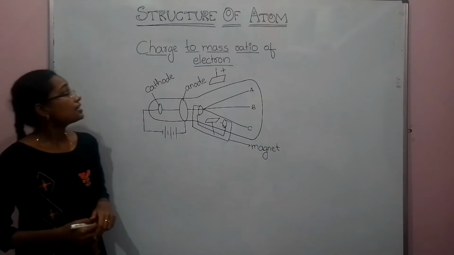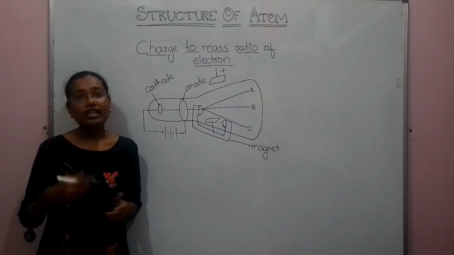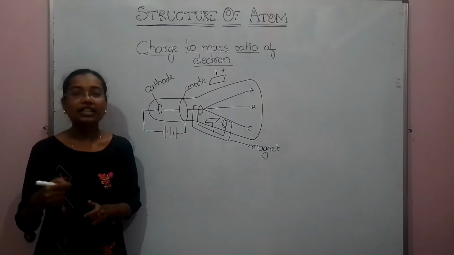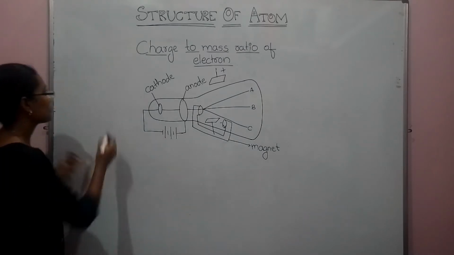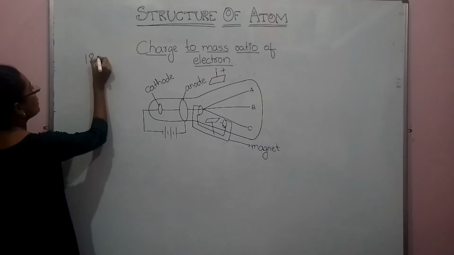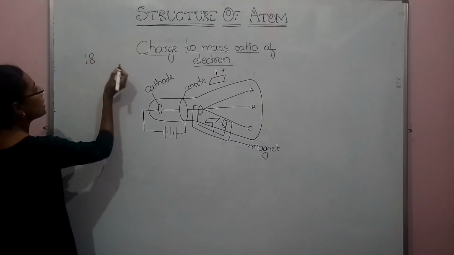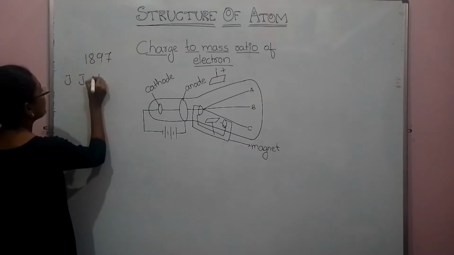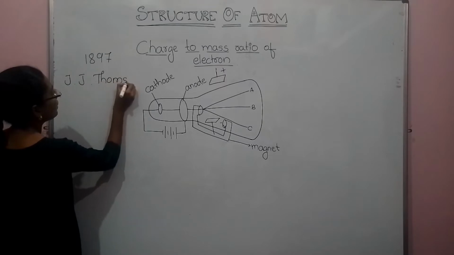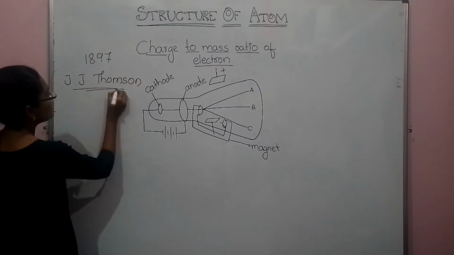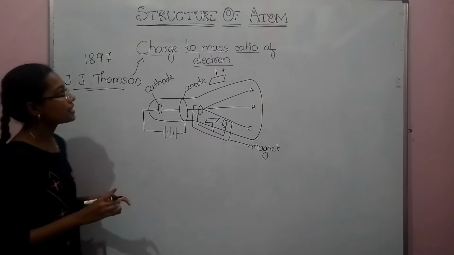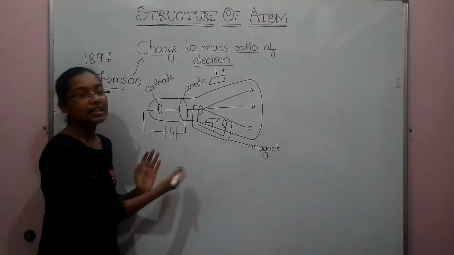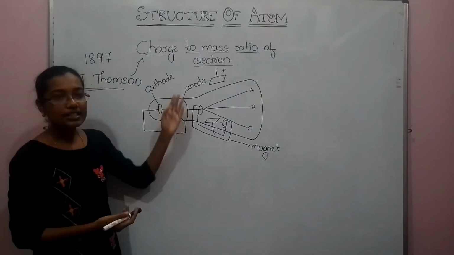This charge to mass ratio of the electron was measured by the scientist J.J. Thomson in the year 1897. J.J. Thomson did the charge to mass ratio of electron calculation. Here, this is the experimental setup for calculating the charge to mass ratio.